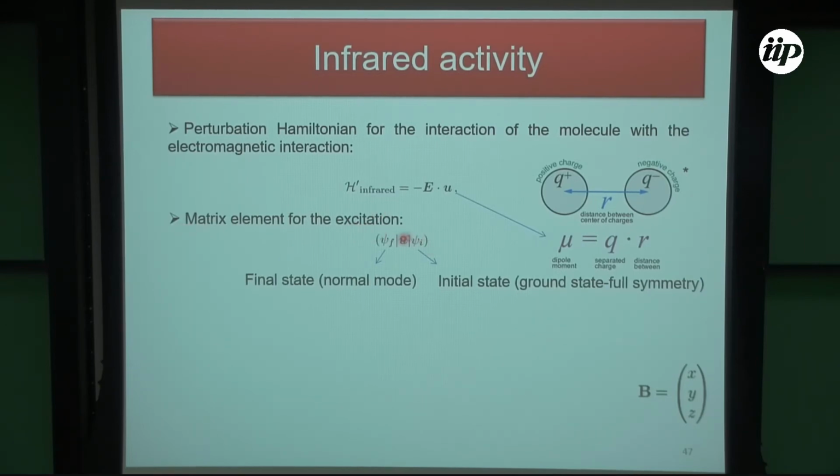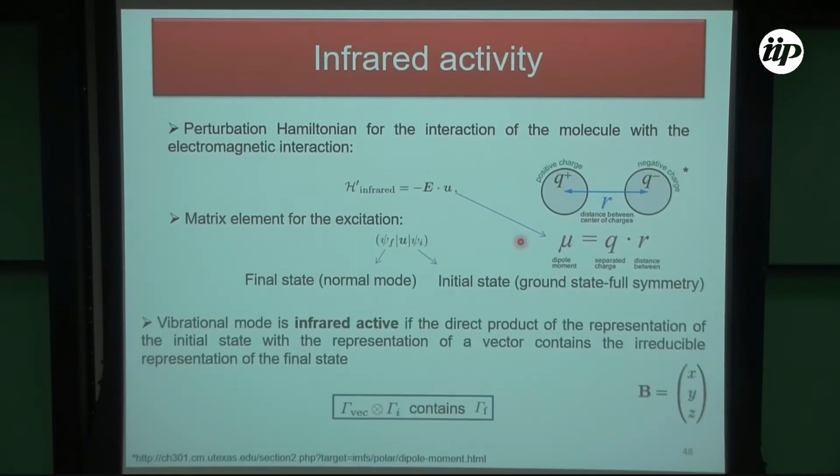The matrix element for this excitation: you have the initial state, which is the ground state, which is fully symmetric. And you have the final state, which should be your normal mode. And you have this dipole moment here, which is associated with the direction of your dipole. So this is the thing. The electric dipole is associated with a representation which we call a vector representation, which is just like x, y, or z. Your dipole is in some direction, which is x, y, or z. So that vector is associated with your Hamiltonian.